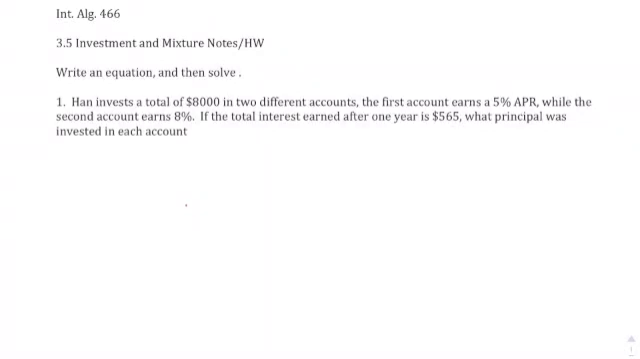Talk about investment and mixture problems. And we're going to write the equations and then we're going to solve it. So for number one, Hun invests a total of $8,000 in two different accounts. The first account earns a 5% APR, while the second account earns 8%. If the total interest earned after 1 year is $565, what principal was invested in each account?